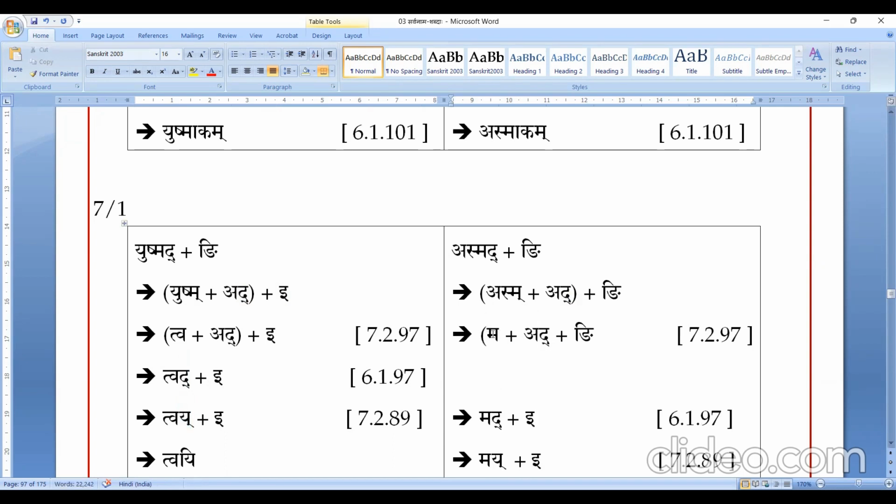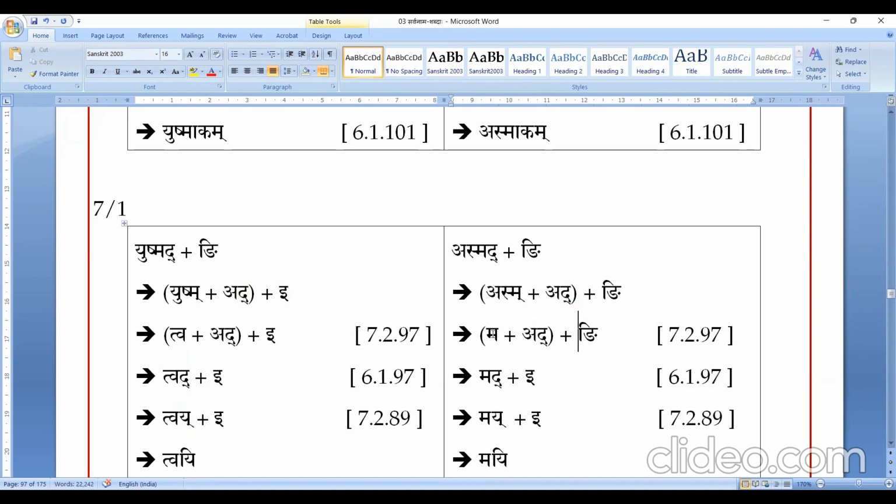So don't think that the Adesha should replace the Asmat. No, this is the Anga. So when the Vibhakti Pratyaya follows, the change happens only to the end of the Anga. Therefore, Dakara is replaced by Yakara.